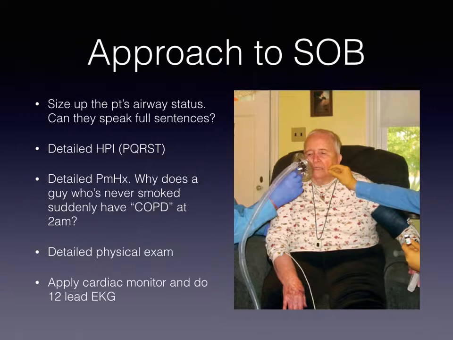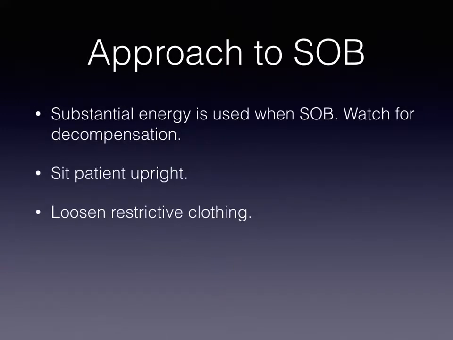So make sure you get a detailed history, ask a lot of questions, ask family members, bystanders, anyone else you can get history from. And then you also want to do a detailed physical exam. Do they have edema in their legs? Are they having rales? Are they having wheezes? Have they been coughing? So these are all things that we need to be looking at when we're approaching these patients with shortness of breath. We want to make sure we also apply a cardiac monitor and do a 12-lead EKG on all of our shortness of breath patients.